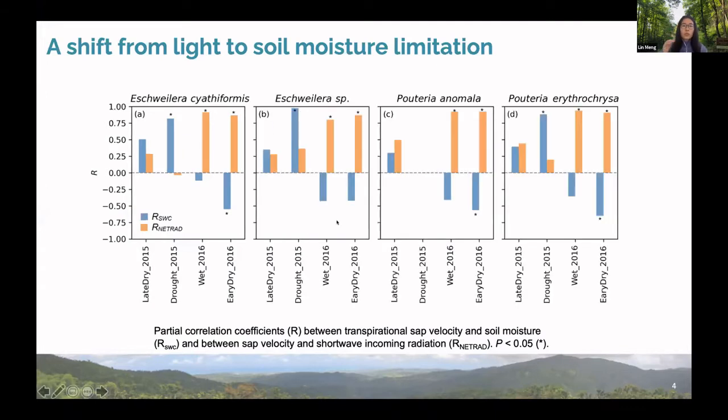And we did this for 4 tree species and found very consistent patterns. To me, this is very exciting because it shows a very clear shift from water to light limitation. This is the first time we're able to see this in central Amazon from field data during these extreme dry conditions.